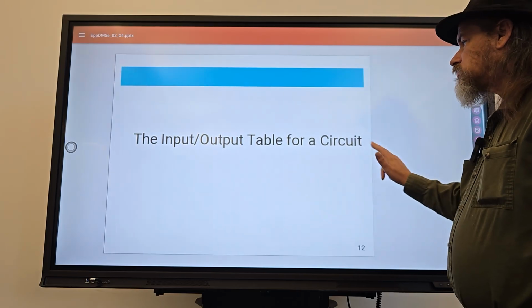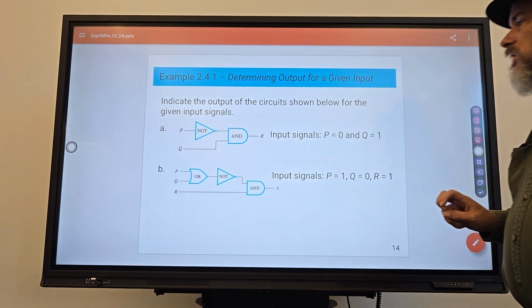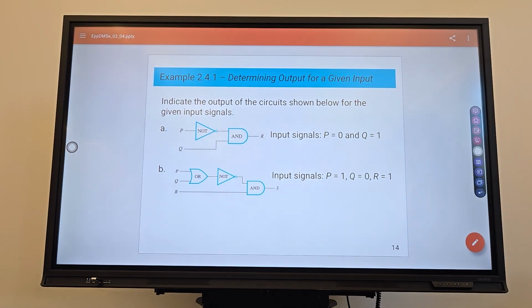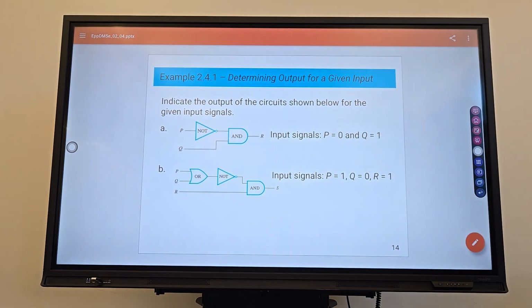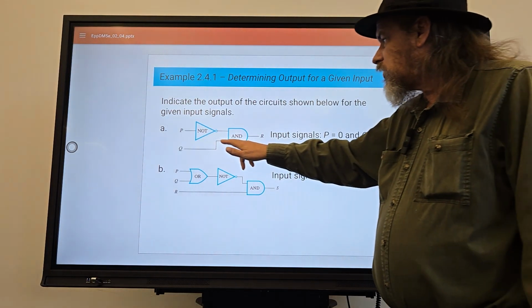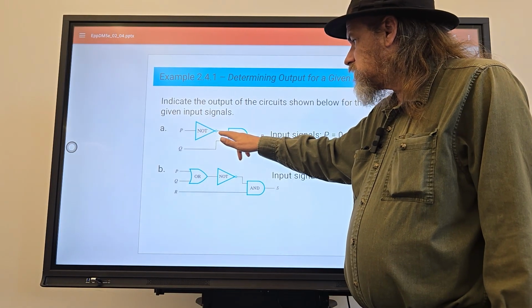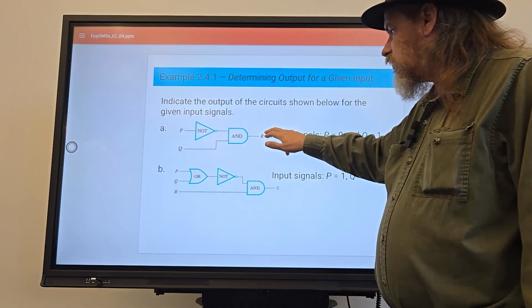Input-output table for a circuit. If you're given a set of input signals for a circuit, you can find its output by tracing it through the circuit gate by gate by gate. Let's see here. Like P through a NOT, ANDed with Q. P is 0, Q is 1. So here you would have a 1. The Q would be 1. 1 and 1 ANDed together would result in a 1.